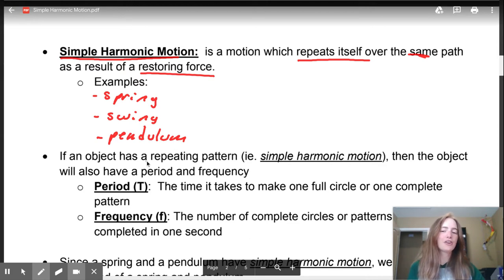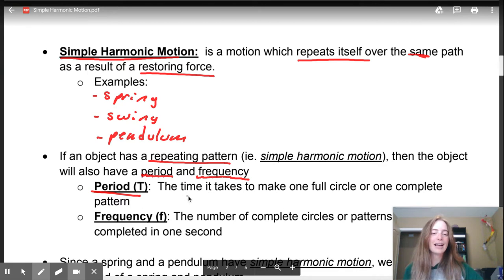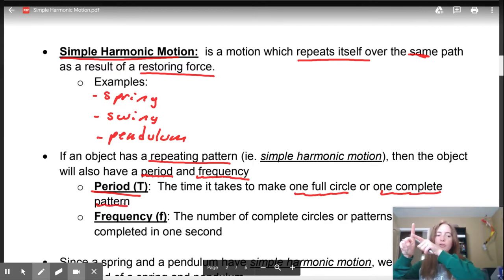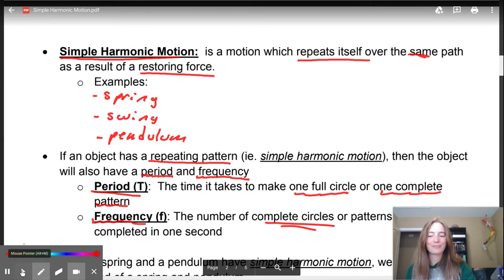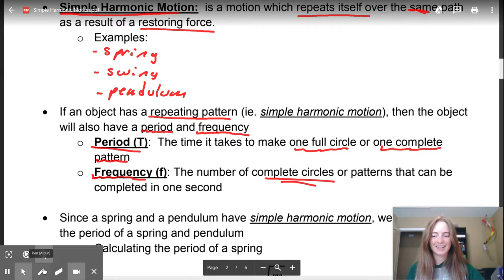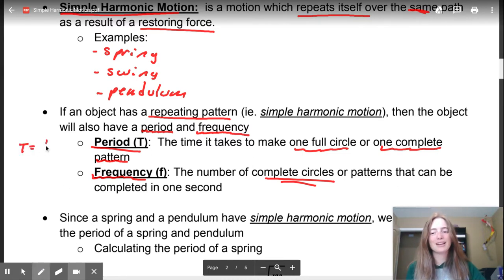Okay, so ladies and gentlemen, if an object is going to have a repeating pattern of motion, such as simple harmonic motion, the object is also going to have a period and a frequency. Remember how we use period and frequency with our circular motion? Coming back to haunt you again. Period, once again, is the time it takes to make one full circle or one complete pattern. Whatever the pattern is, if it's a pendulum and it's back and forth, the time it takes to go from here to there is the period. The frequency is the number of complete cycles or patterns in 1 second. And remember, ladies and gentlemen, that the period and the frequency are the inverse of each other. Cool beans?